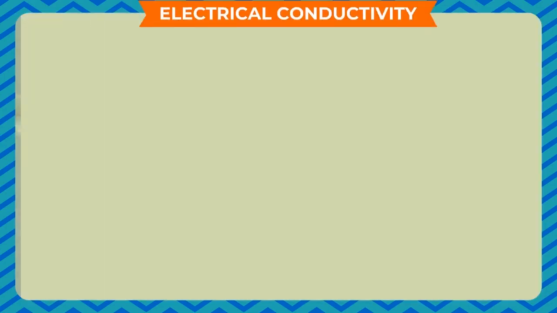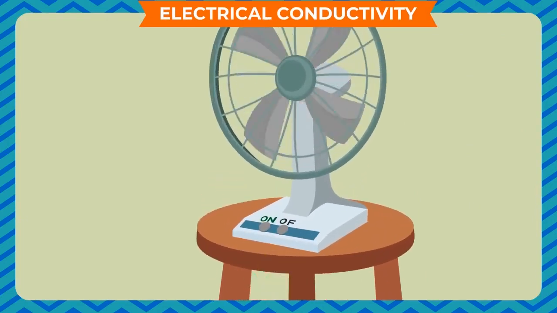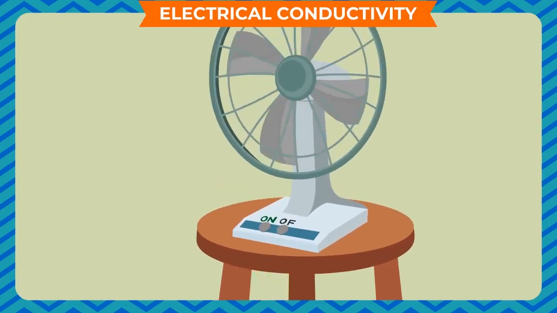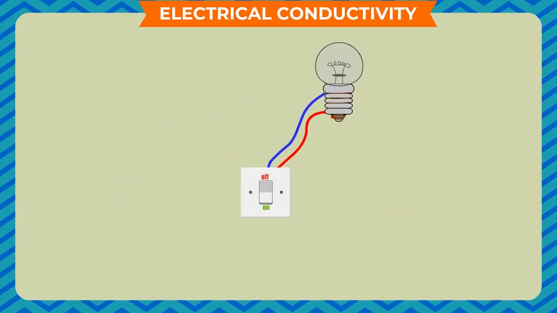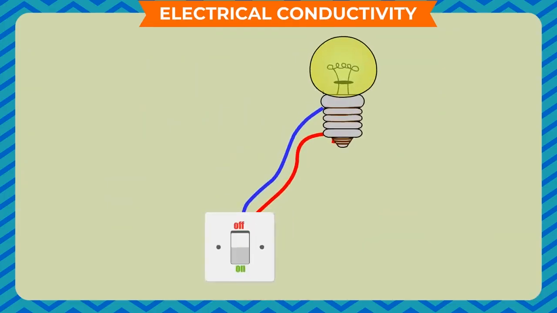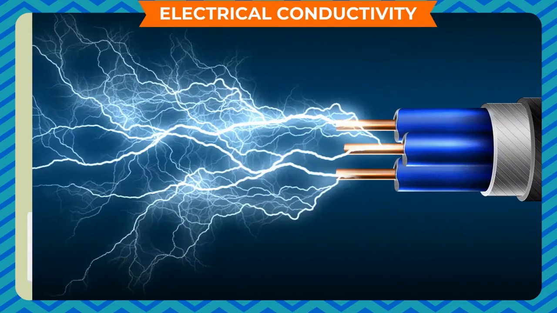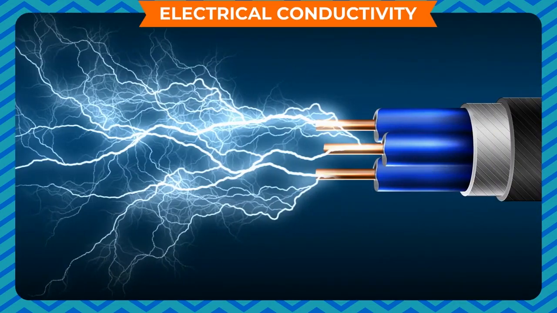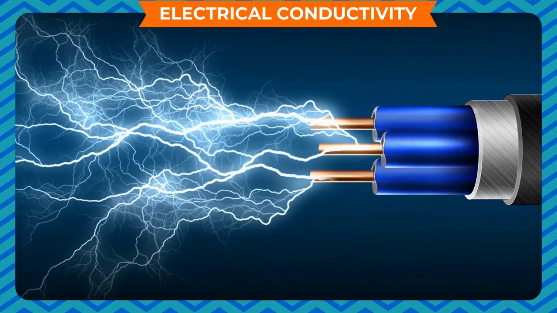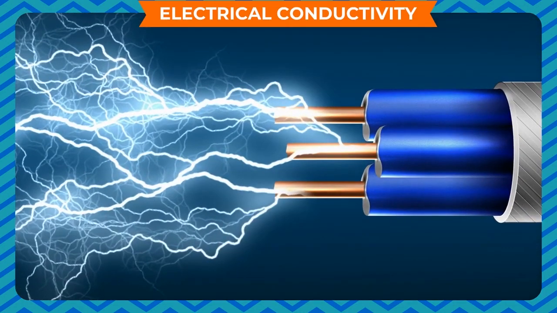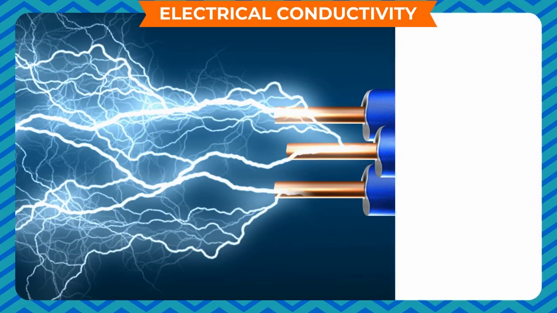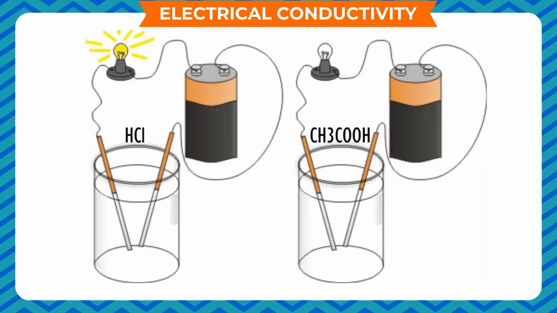Electrical conductivity. We see that when we switch on a fan, it starts rotating. An electric bulb emits light when its switch is on. Actually, there is an electric connection between fan and switch, or electric bulb and switch through wires. The material of wire has the ability to pass electric current through it. This property of materials to allow flow of electrons or electric current is called electrical conductivity.